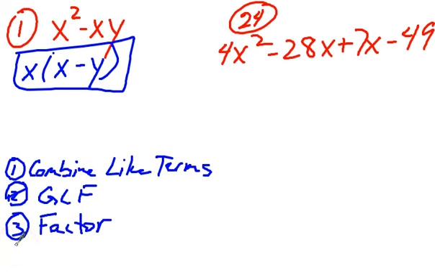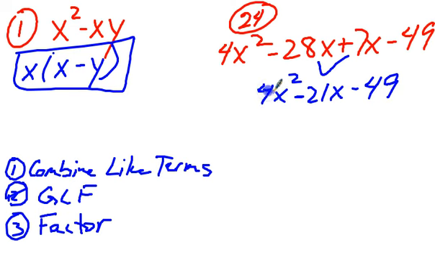All right, on 24, I'm going to follow these three steps right here again. First thing, combine like terms if there are any. There are, so I don't want to leave those separate. This actually is a trinomial. Negative 28x plus 7x is actually negative 21x, minus 49, and then the 4x squared, of course, will drop. Then I'm going to look to see if there's a GCF. That's the second step. We've got 4, 21, and 49. No, those are not divisible by any of the same numbers.